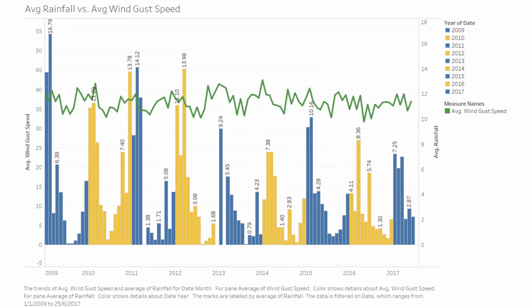Another contributing factor to heavy rainfalls and causing severe flood occurrence is wind gust speed arising from storm surge. In this chart, we can see the average wind gust speed, indicated as a green trend line, is superimposed on the average rainfall bar chart, which shows the monthly average rainfall from 2009 to 2017 in Queensland. Here, we can see that the average rainfall amount will increase when the average wind gust speed increases. Thus, we can say that wind gust speed is one of the main factors that will influence rainfall amount.